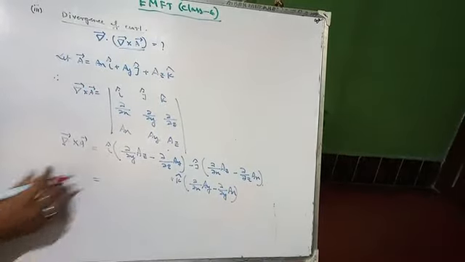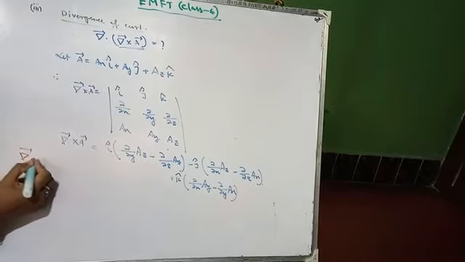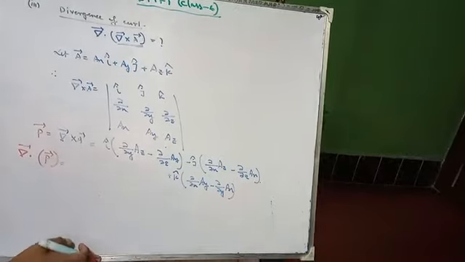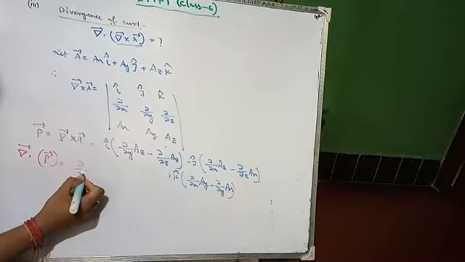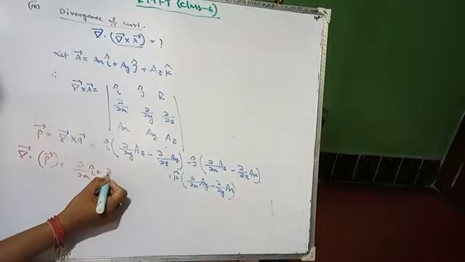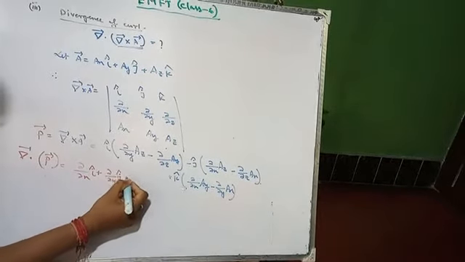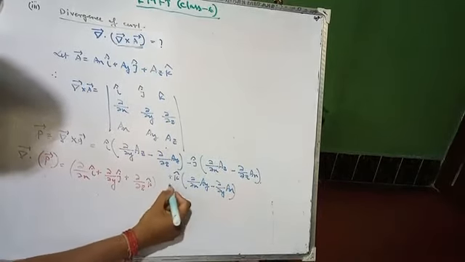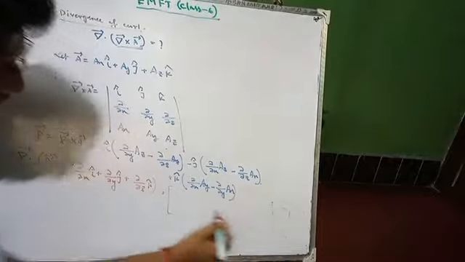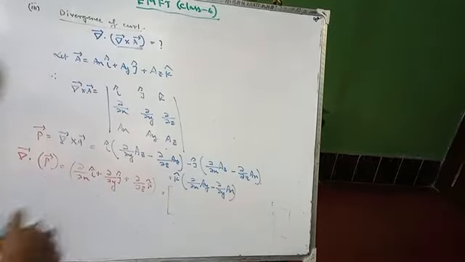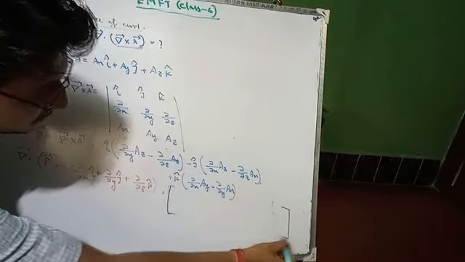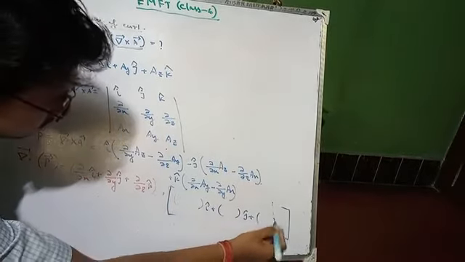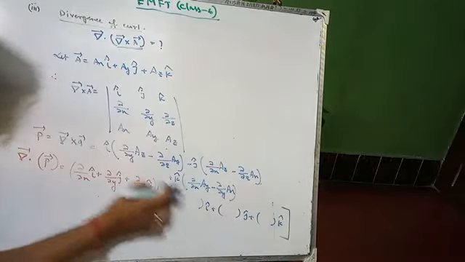So what will be the divergence? Suppose we take it as a vector P. Divergence of this P vector should be del/del x i cap plus del/del y j cap plus del/del z k cap, dot with this one, something i cap plus something j cap plus something k cap. This thing is nothing but this one.